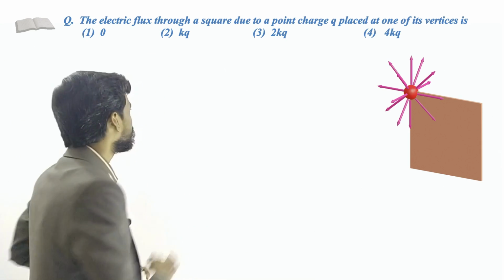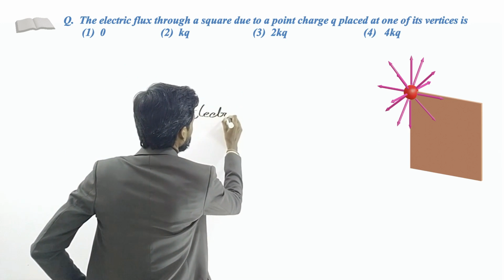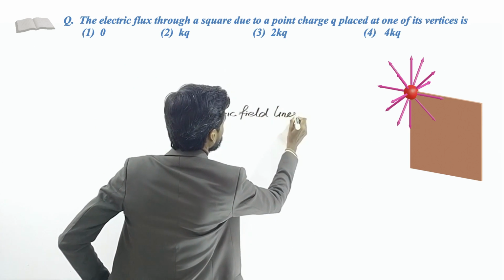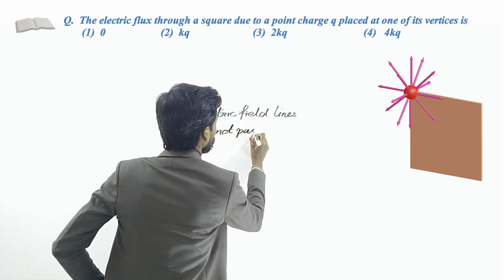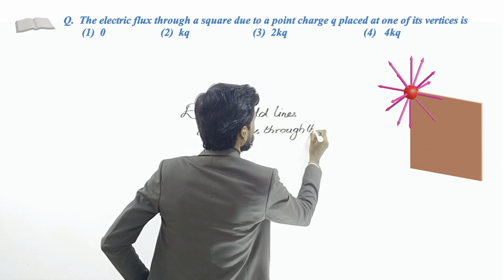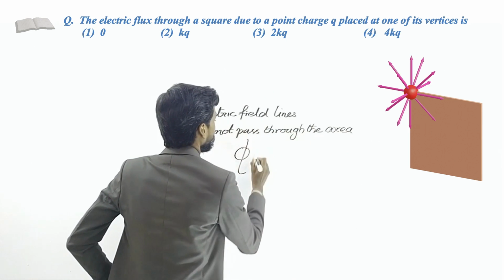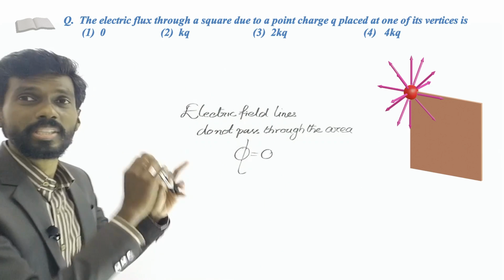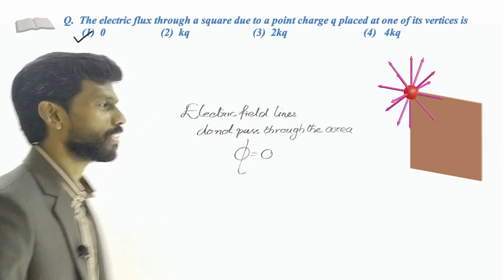Very simple question. So here in this case, these electric field lines do not pass through the area. As these electric field lines do not pass through the area, the total flux here is 0. So the flux due to the electric field of this point charge through that surface is 0. So that's all. That is the answer to the question.